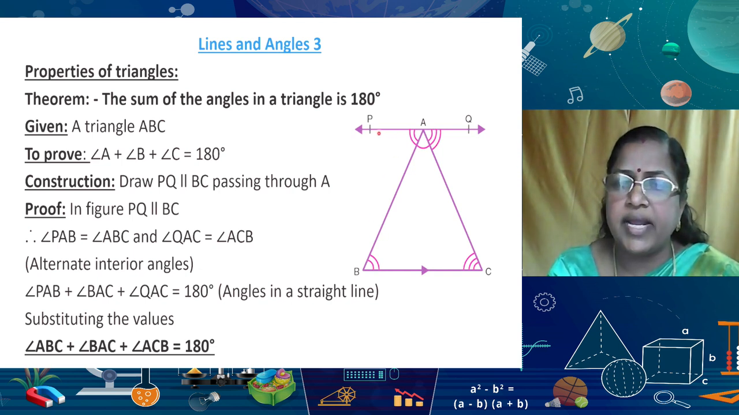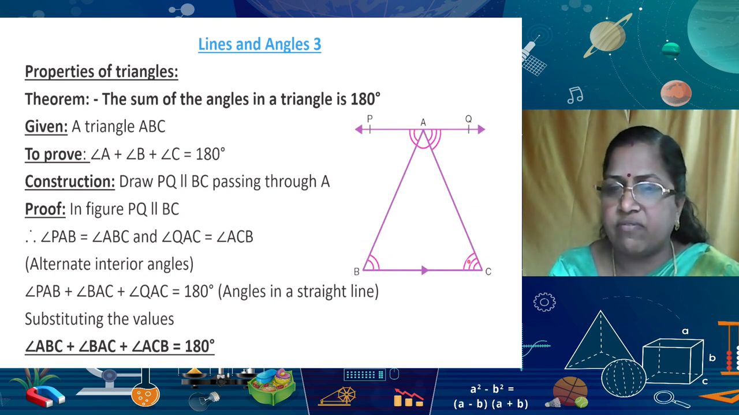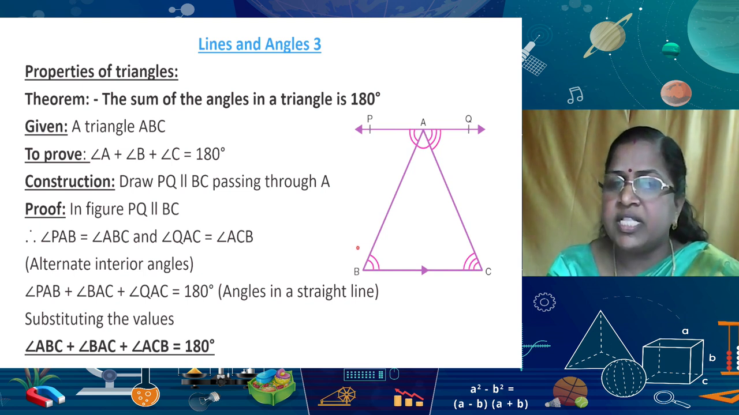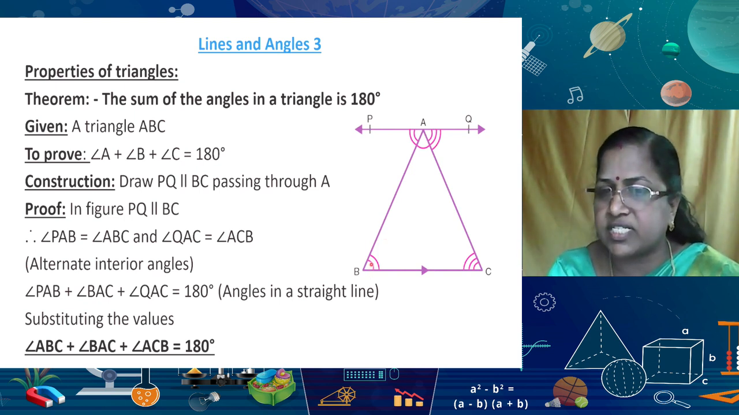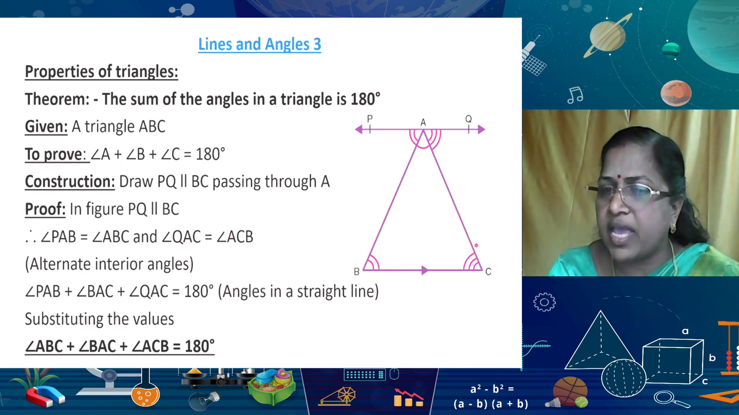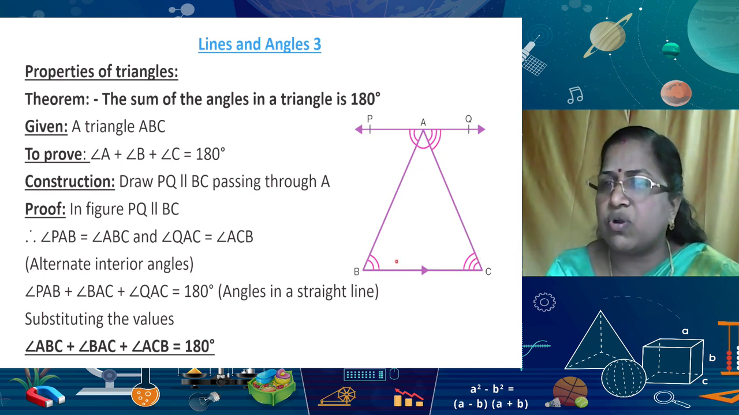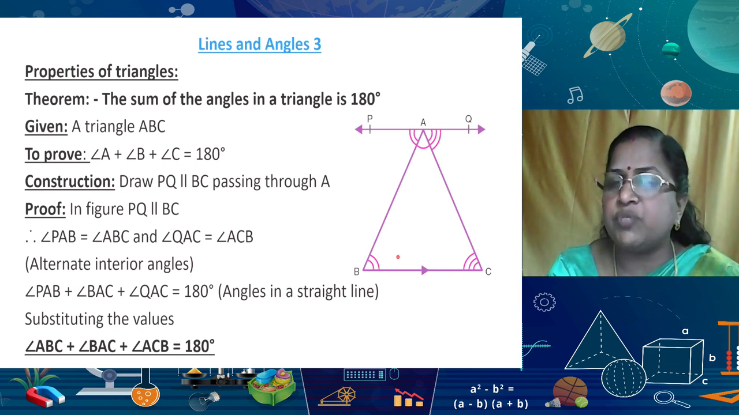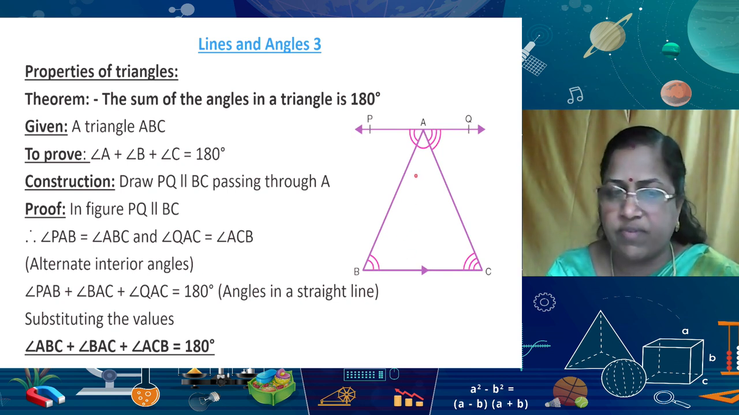So angle PAB equal to angle ABC. Why? Anybody can say? These are alternate interior angles of these parallel lines, and AB is the transversal given. And also angle QAC equal to angle ACB. These are also alternate interior angles. This pair of alternate interior angles is given.